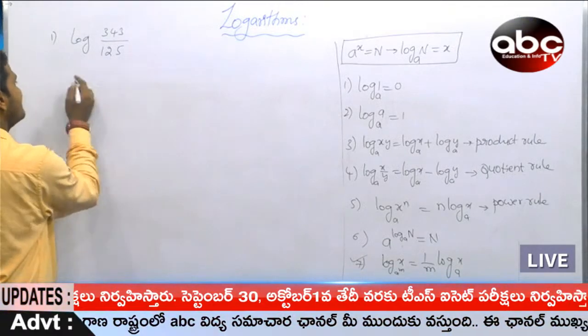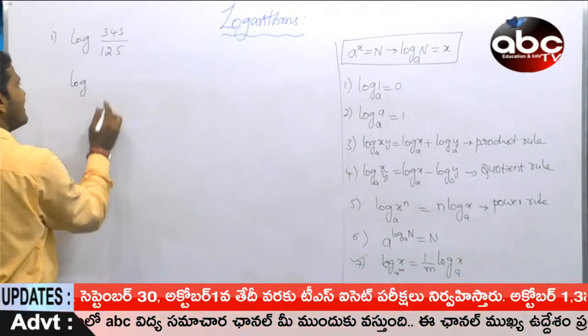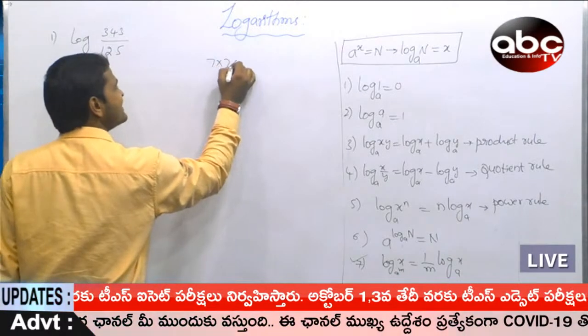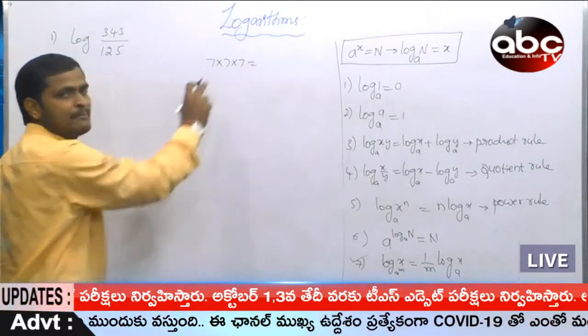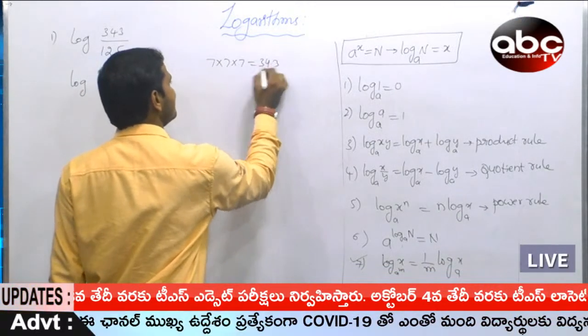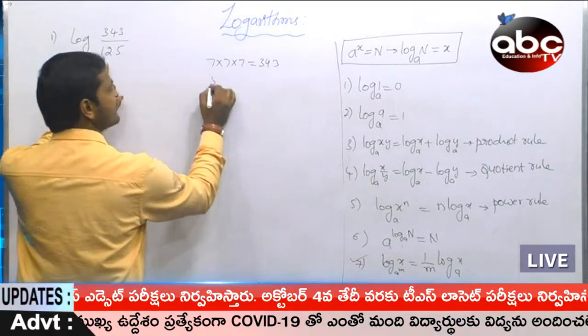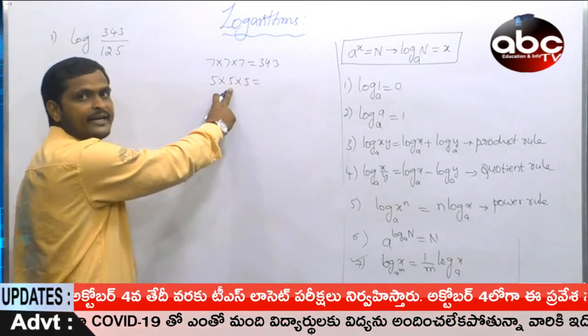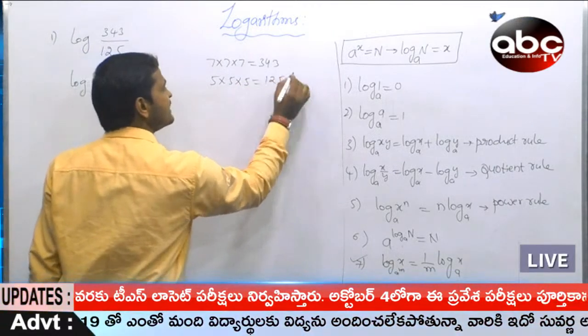Then expand. First you can write 343 as 7 into 7 into 7. 7 7s are 49, 49 7s are 343. Similarly, 125 you can write 5 into 5 into 5. 5 5s are 25, 25 5s are 125.